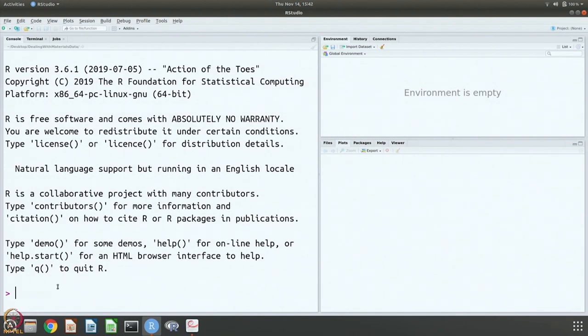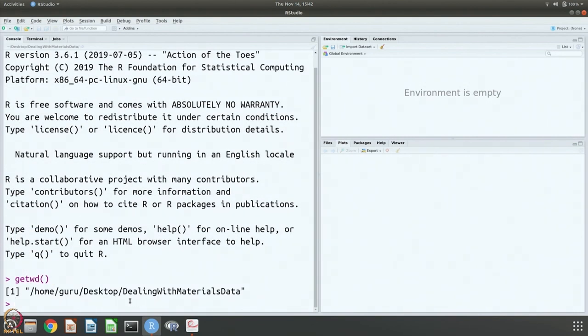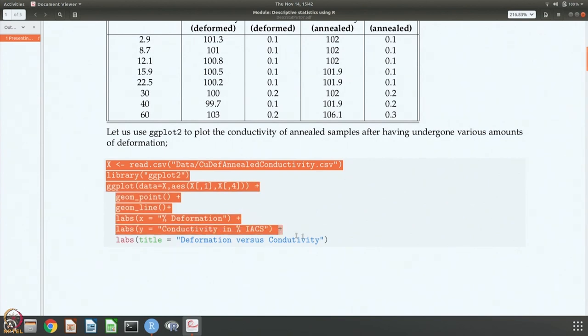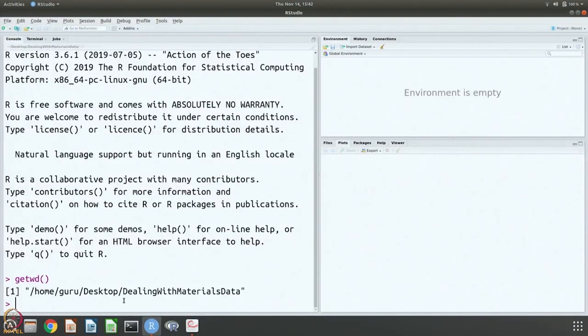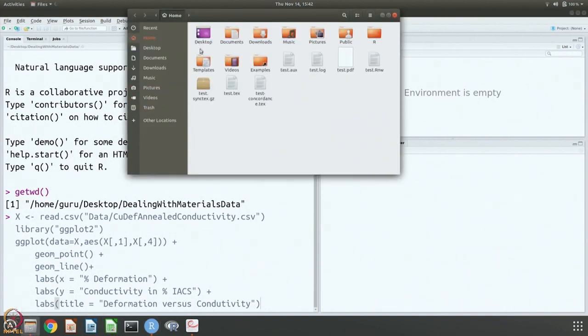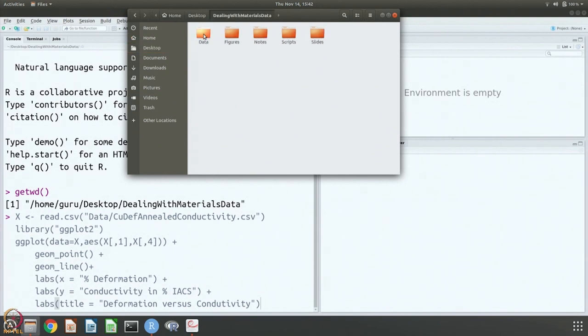It is version 3.6.1, and we are in the dealing with materials data directory. So, we are ready to start, okay. So, let us get the data read and let us plot it. Let's import the data. So, this imports the data. This is copper, deformed and annealed copper conductivity, and we are going to use ggplot. And as usual, to ggplot you have to tell which is the data, what is it that you are trying to plot in the data. So, let us open the data file and see to understand what is it that we are plotting.